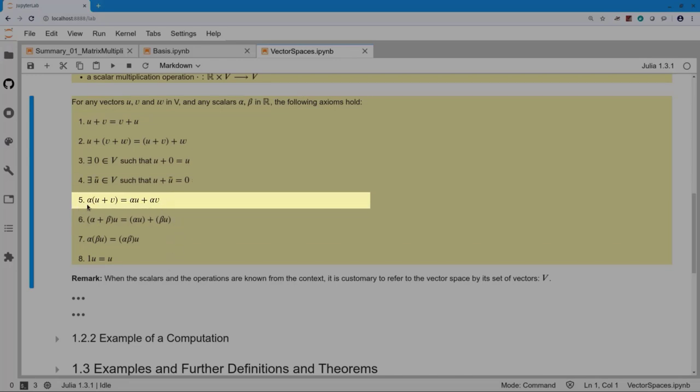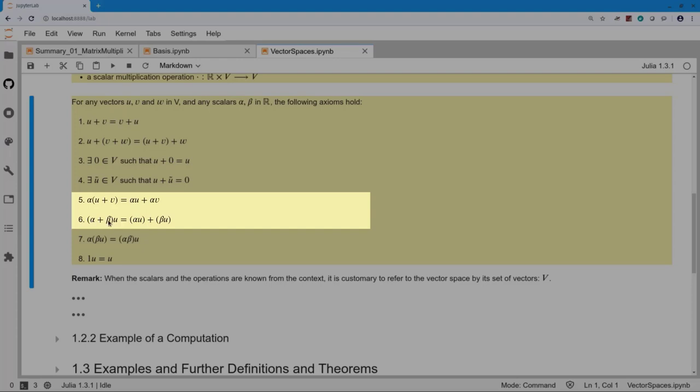The first one says that if I take a scalar and I multiply it into the sum u plus v, I can equally well simply scale u by that scalar, scale v by that scalar, and then add the resulting vectors, and I'll get the same result on both sides. So the scalar alpha distributes over the sum of vectors, over that plus sign.